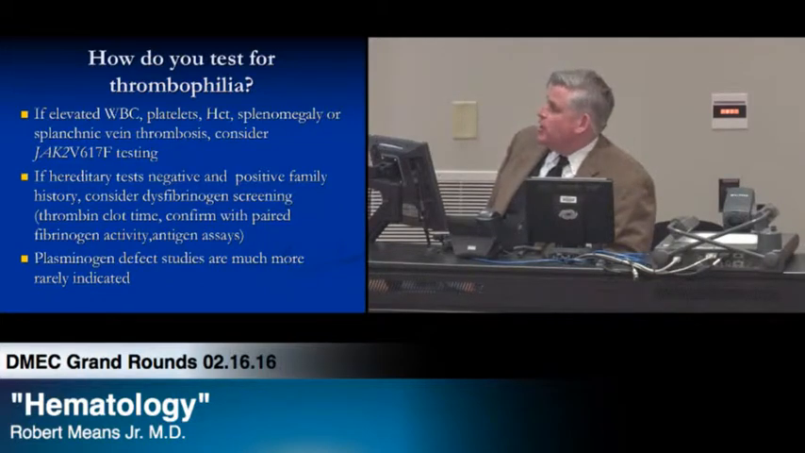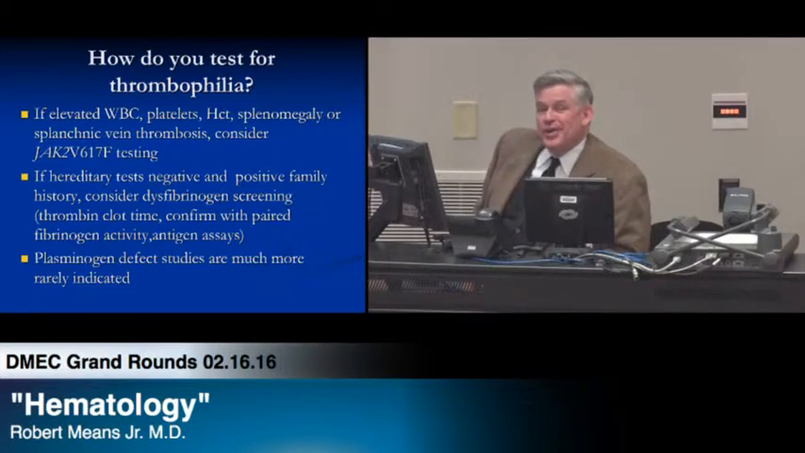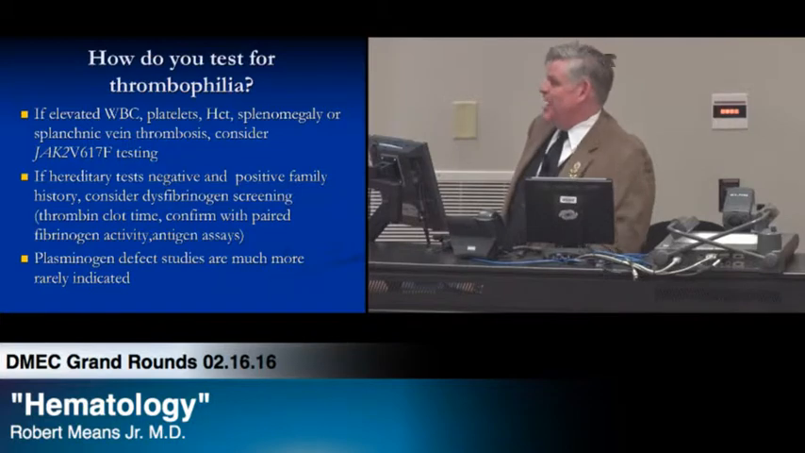Plasminogen defect studies are much more rarely indicated. The circumstance would be similar to the dysfibrinogenemia, but you would probably need a much stronger family history. They're challenging because you actually have to draw the blood in a variety of difficult ways. So, for example, for some of these things, you have to draw the blood without a tourniquet, because putting a tourniquet on the patient's arm alters the result. So frankly, I'm not sure who gets many of these things.